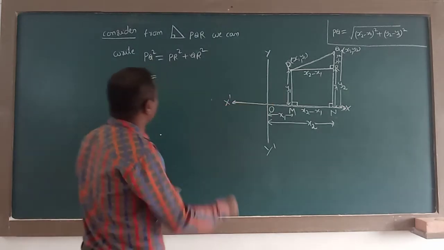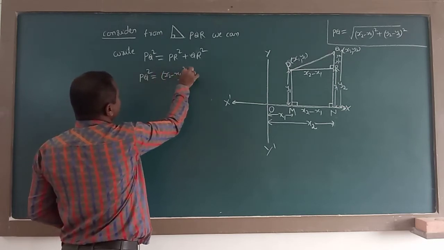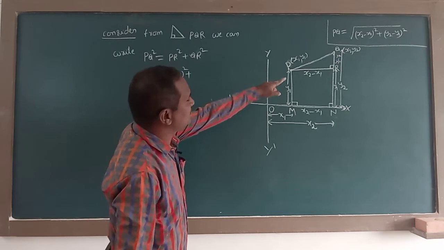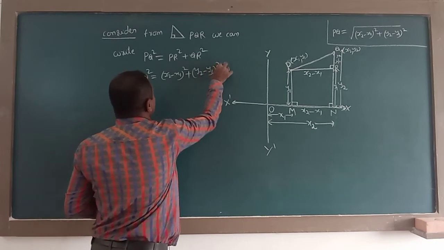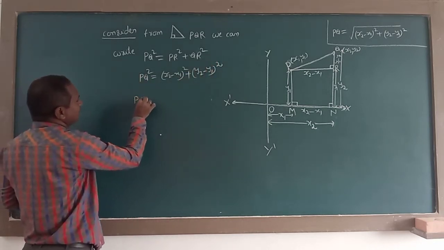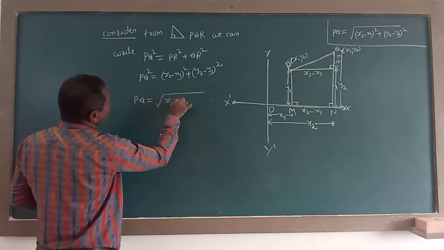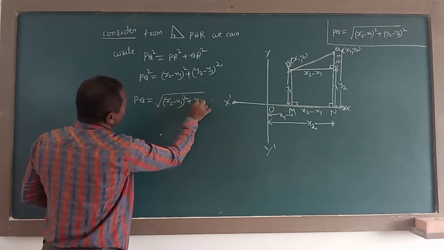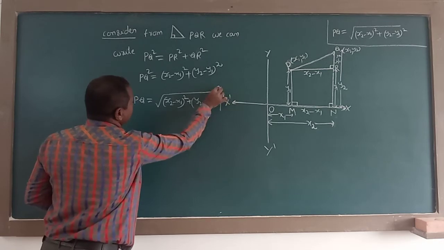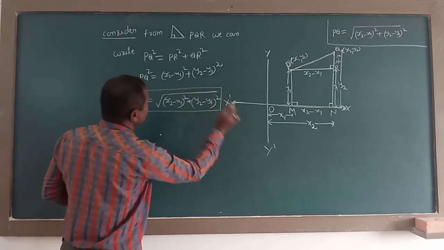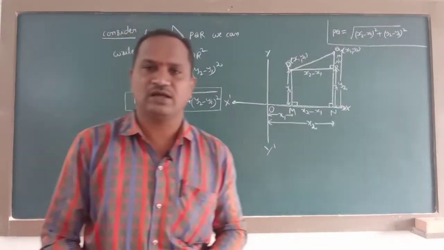PR means what we have in the diagram? x2 minus x1 whole square, plus QR means what we have in the diagram? y2 minus y1 whole square here. Finally, we can write PQ is equal to square root of x2 minus x1 whole square plus y2 minus y1 whole square. This is the distance between the 2 points formula.